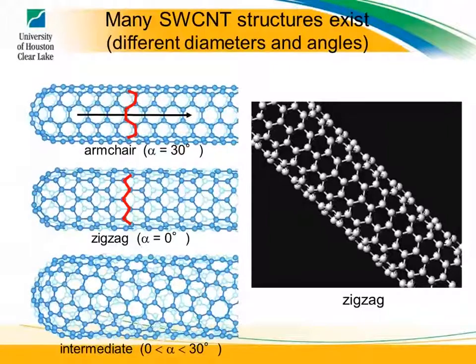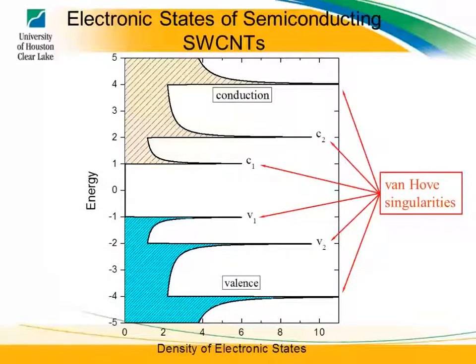It looks like this should be 0 and this should be 30, but when you look back at the actual graphene sheet that you're rolling up, it turns out the zigzag is 0 degrees and the armchair will be 30 degrees. And then the last one is one that would be intermediate between zigzag and armchair.